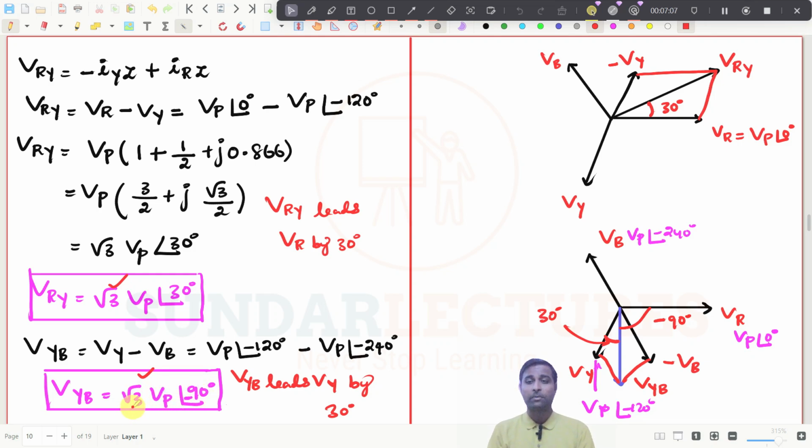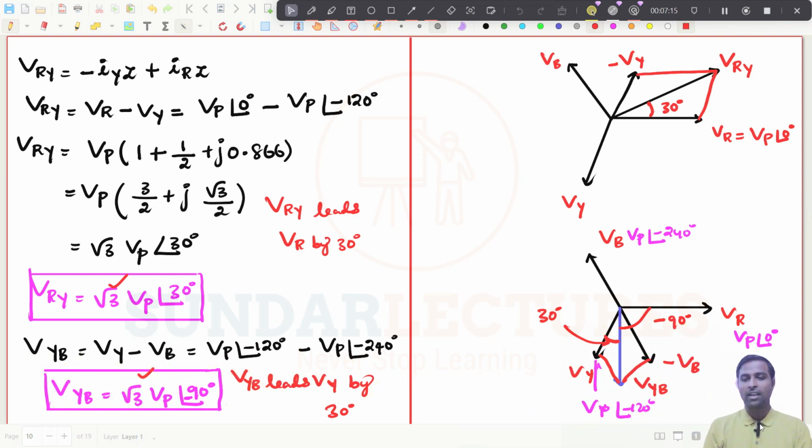It is root 3 times the magnitude value will be there. So try to understand these kind of things, right? Now what we will do? We will go for VBR now. VBR, that I will take to the next page.